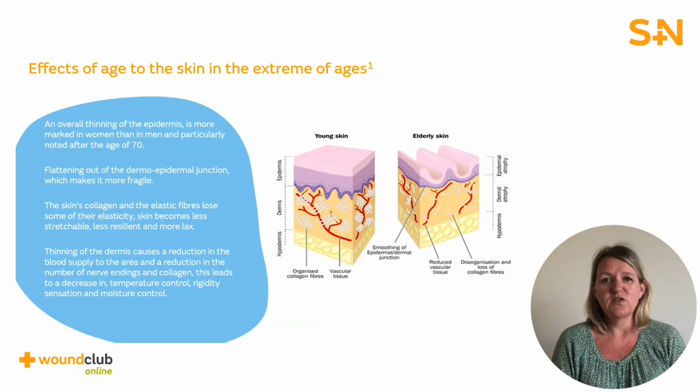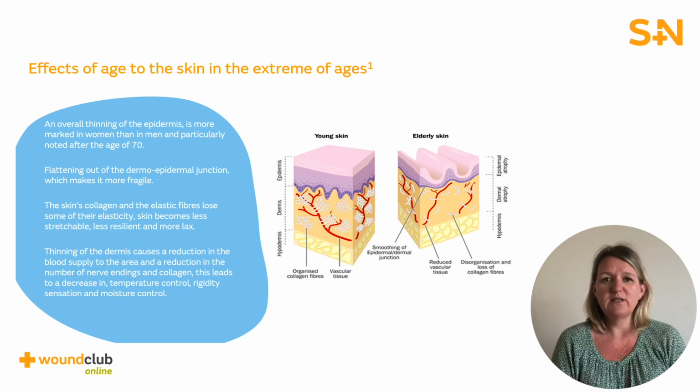The effects of age to the skin present structural changes that result in an overall thinning of the epidermis. These changes are more marked in women than men, and particularly for those over 70 years old. There is a flattening out of the dermo-epidermal junction, which makes skin more fragile and more susceptible to shearing forces and damage such as skin tears.